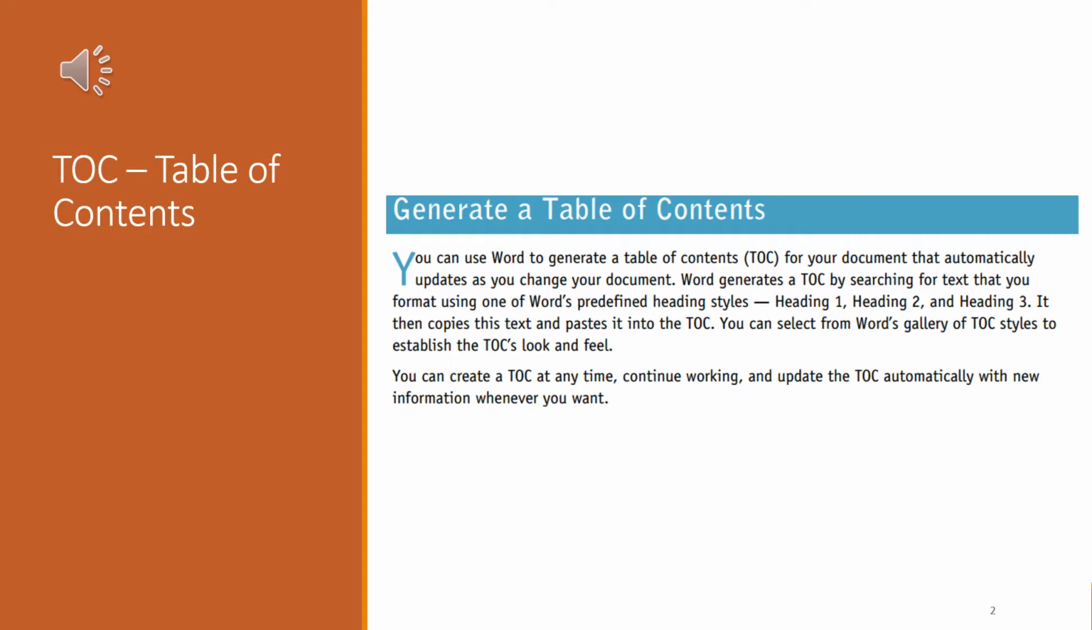There are different styles for the table of contents too. You can style it, color, and look and feel as you want. You can create the table of contents at any time, go on working, and update the TOC automatically with new information wherever you want. This is one of the important things of a table of content in Word. You have to do it using insert table of content in Word. We will see that in the next slides.